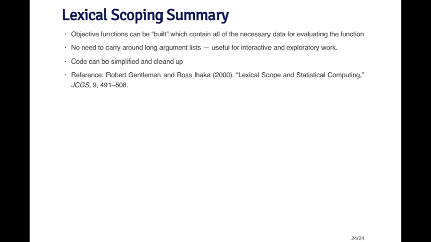So just for reference, the main reference for this type of the lexical scoping rules in R is the paper in the Journal of Computational and Graphical Statistics called Lexical Scope and Statistical Computing, and Robert Gentleman and Ross Ihaka, who created R, have some very nice examples in this article.